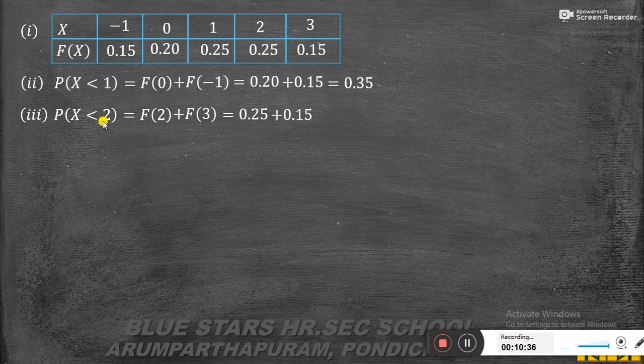Next, probability of x less than 2. Probability of x less than 2 means we take the values smaller than 2. So the smaller values are minus 1, 0, 1. So I write it.